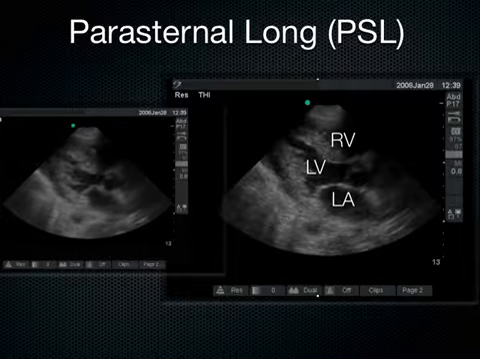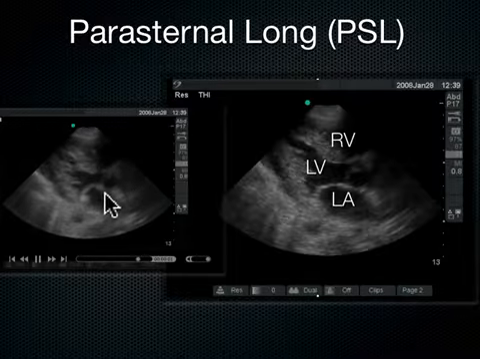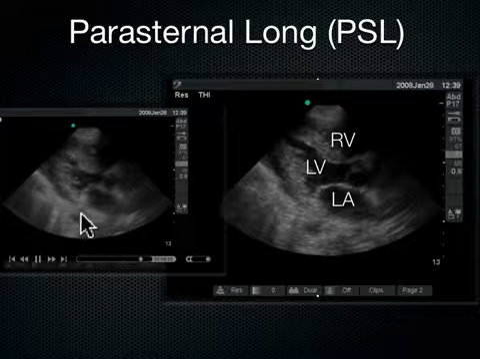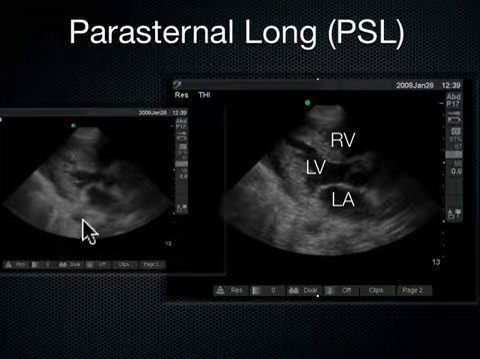We can see there the left atrium, the left ventricle. The blood is basically starting from here, going into that left ventricle, then being pumped out the aortic outflow tract, with the right ventricle here seen at the top of the screen. It's a three-chambered view of the heart, and once in a while you can make out the descending aorta seen down here posteriorly. Here's an example.